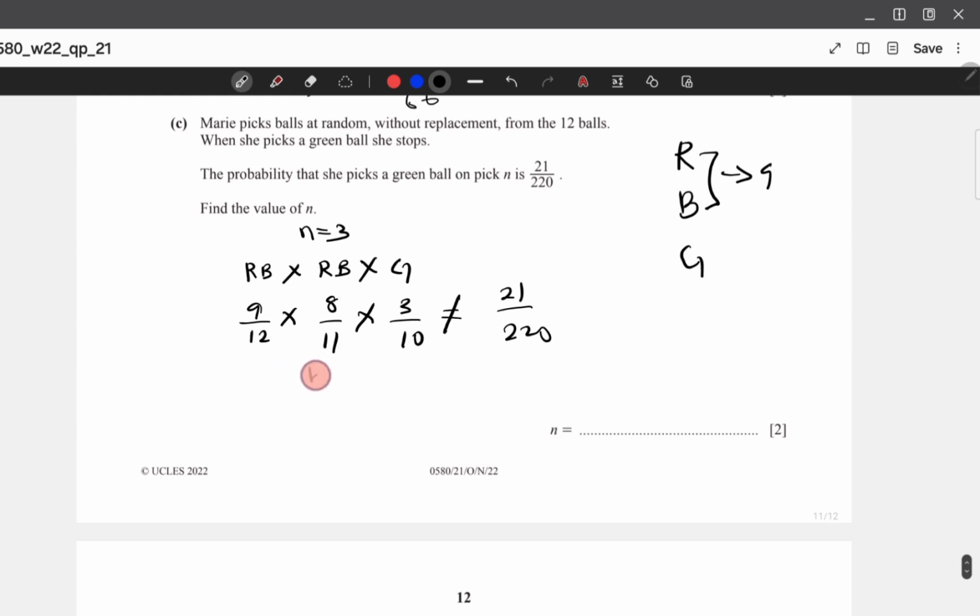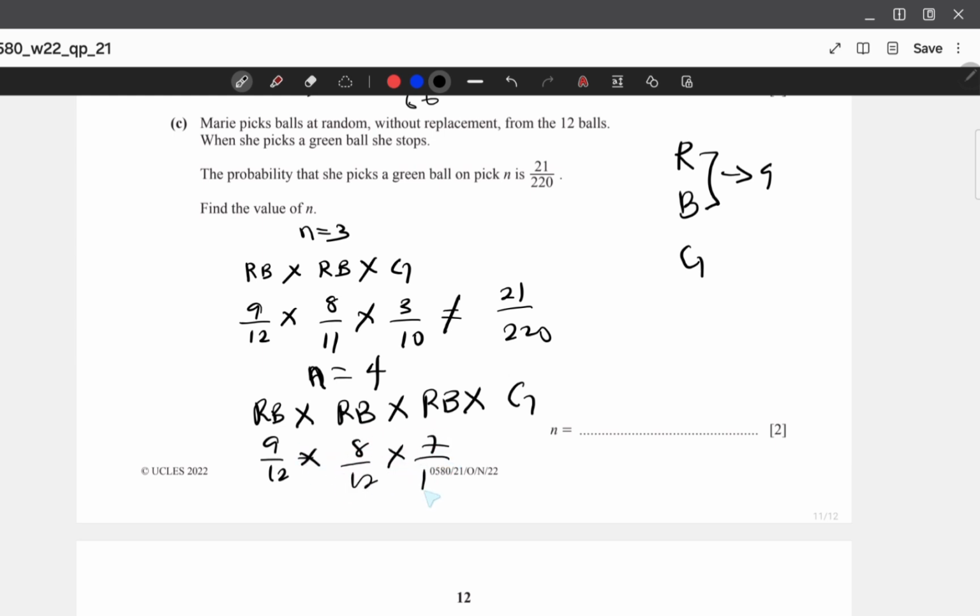So let's try the number being 4 picks. It will be red or blue, and red or blue the second time, and red or blue. Then the fourth time, which is green, which they now stop. It will now be what? 9 over 12 times 8 over 11 times 7 over 10 times the last one, which is 3 over 9. If you do this in your calculator, it will not be equal to what?